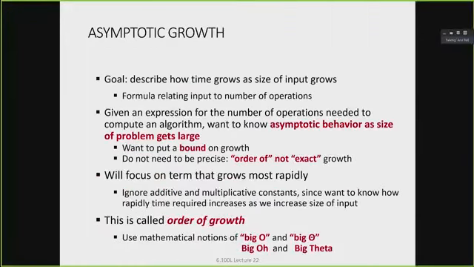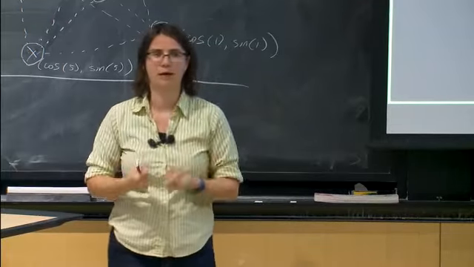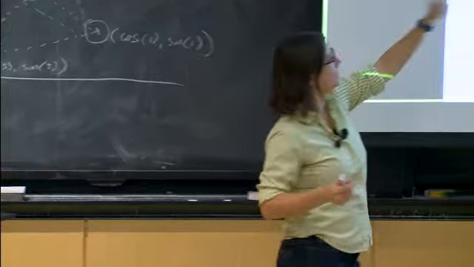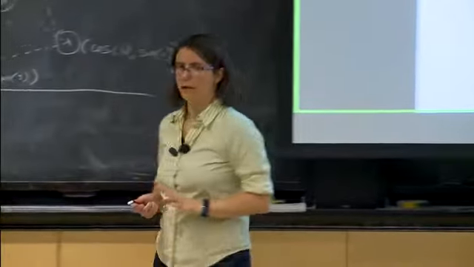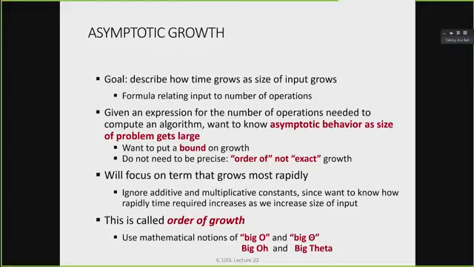So our goal is going to be to describe how the runtime grows as the size of the input grows in a really general way. So we're not going to be interested in figuring out the exact number of operations. No 3x plus 2 kind of deal here. We're just going to focus on terms that grow the fastest. We're going to eliminate any additive and multiplicative constants, and things like that. And that will give us our order of growth.